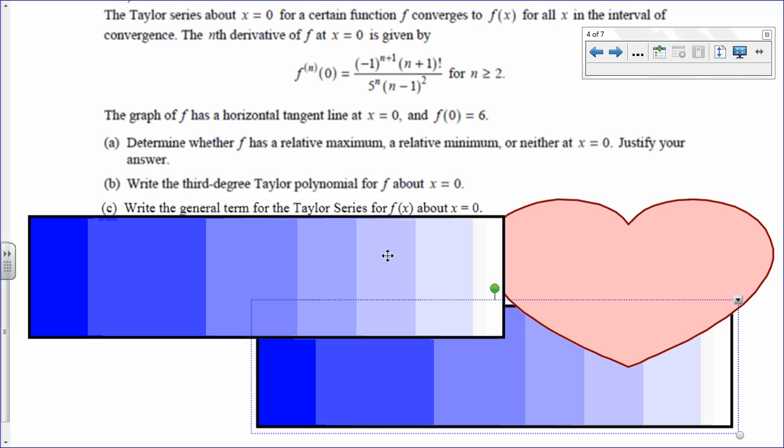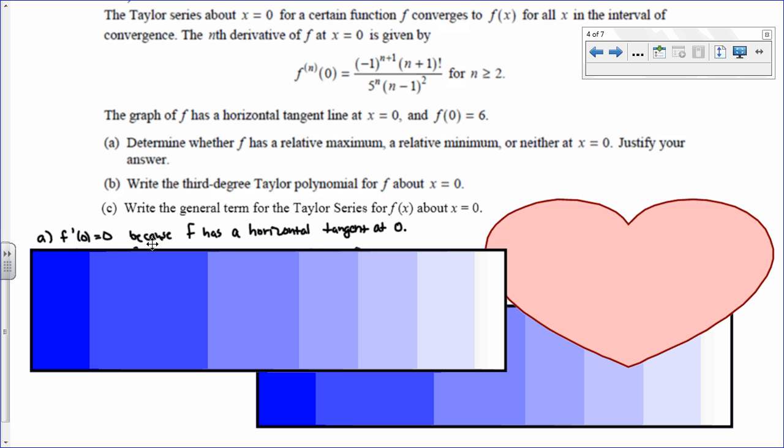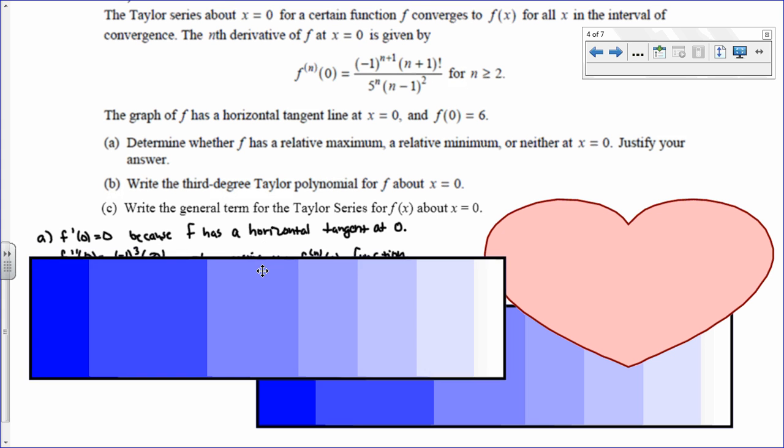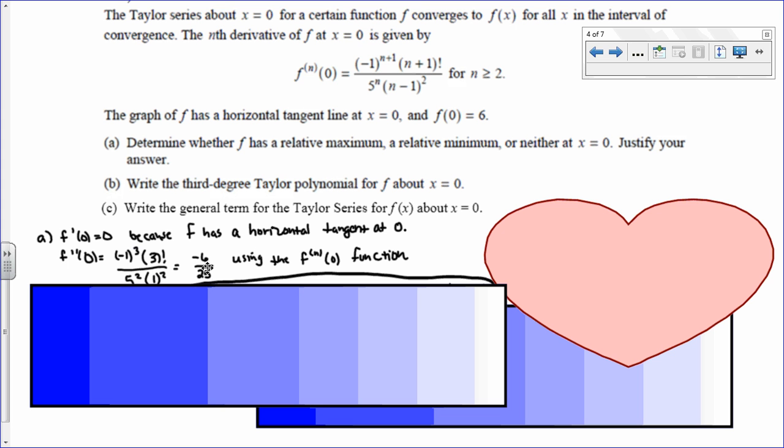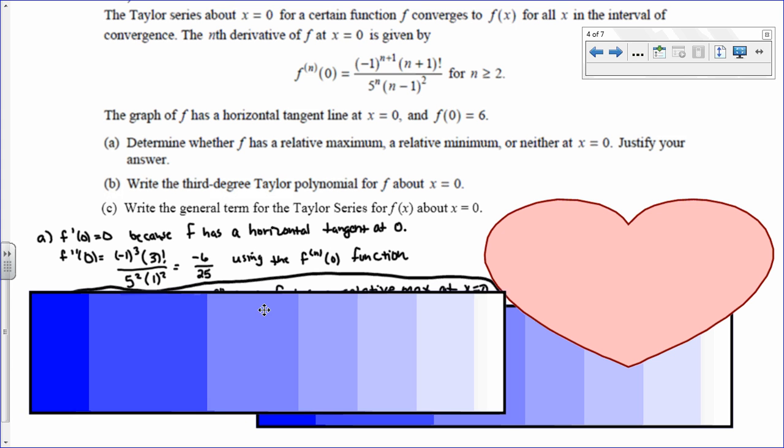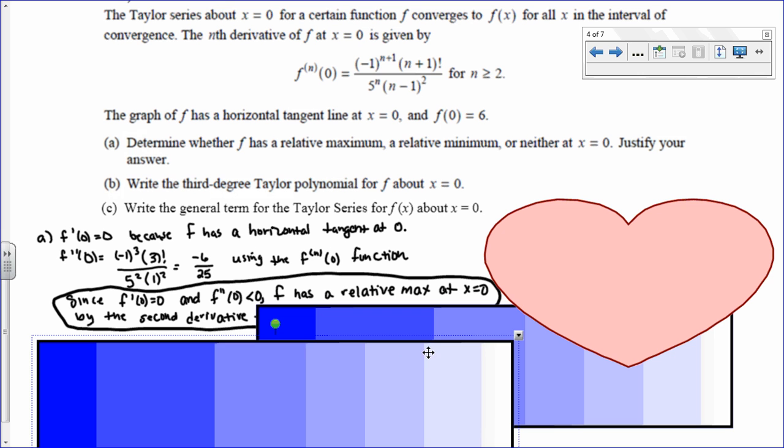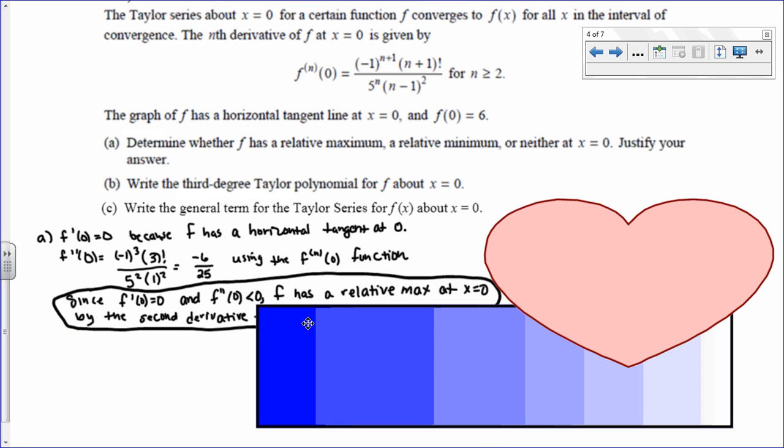So I need to show that the derivative equals 0 and that it's concave down, or derivative equals 0 and concave up. Well, wait. F has a horizontal tangent line. If I have a horizontal tangent line, then f prime does equal 0. And now I need concavity. Concavity is, oh yeah, that's the second derivative, and this will tell me the value of the derivative for when n is greater than or equal to 2. So if I want the second derivative, I plug 2 in for all of these n's, and I get negative 6/25. Therefore, since f prime equals 0 and f double prime is less than 0, f has a relative max by the second derivative test.